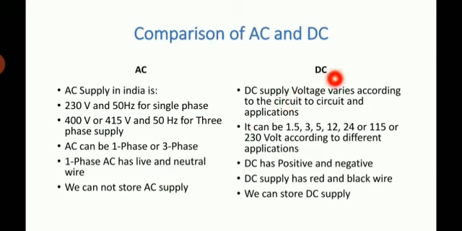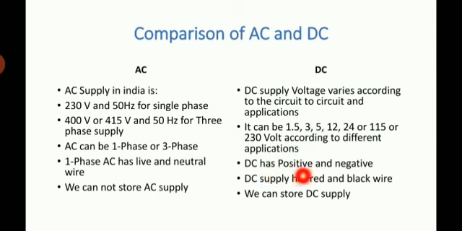So now moving towards DC supply. The voltage varies from circuit to circuit and application to application. That means there is no standard DC voltage for a particular use. So according to the application, according to the circuit, the voltage is different. For example, the DC voltage can be 1.5 volt, 3 volt, 5 volt, 12, 24, 115, or it can be even 230 volt also. So for different circuits, different appliances, the DC voltage is different.